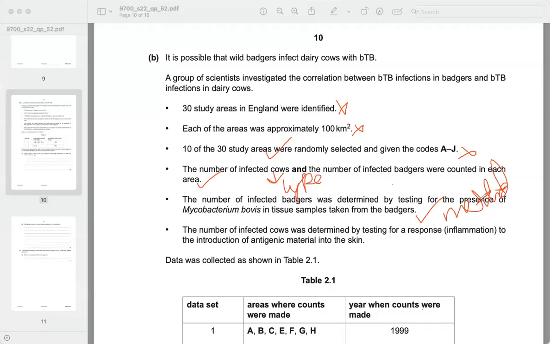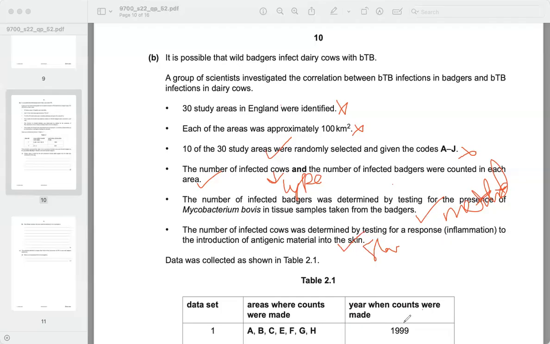The number of infected cows was determined by testing for response to introduction of antigenic material into the skin. So they are saying that they have done this test by introducing an antigenic material into the skin, but they have still not mentioned here whether it was standardized on certain samples or not. Each badger might react in a different way. Each cow might react in a different way, which is not known. So we've come up with 2 points, that is the type and the method, which were not standardized.